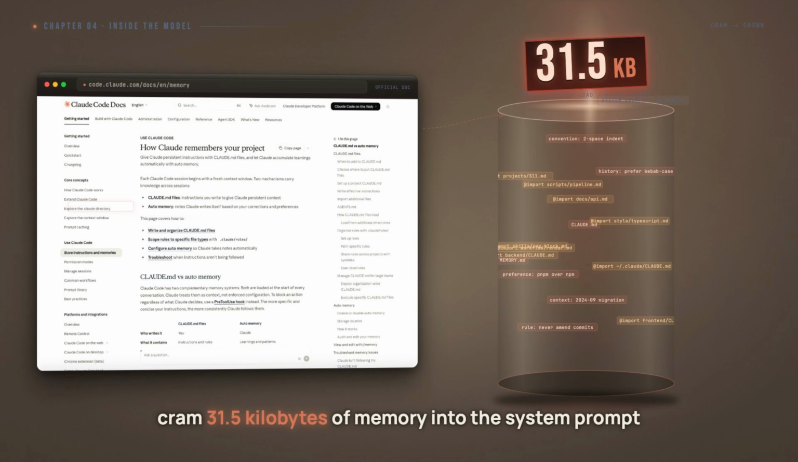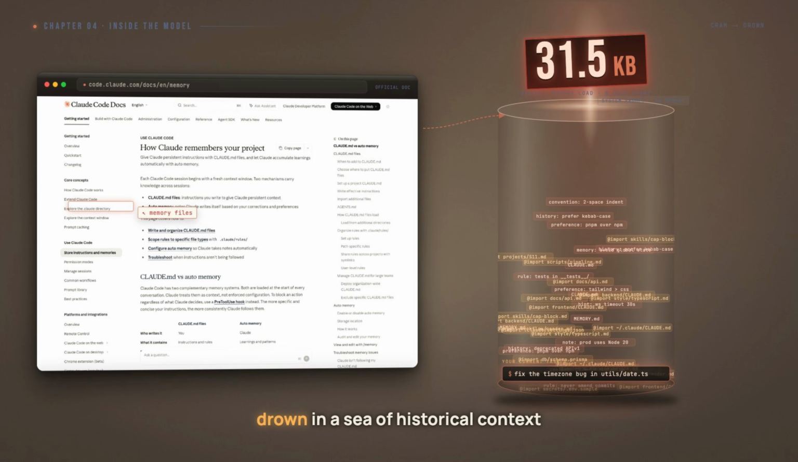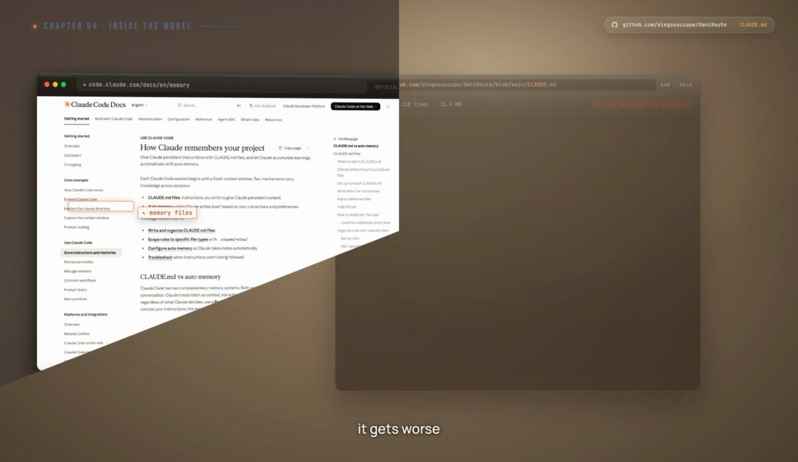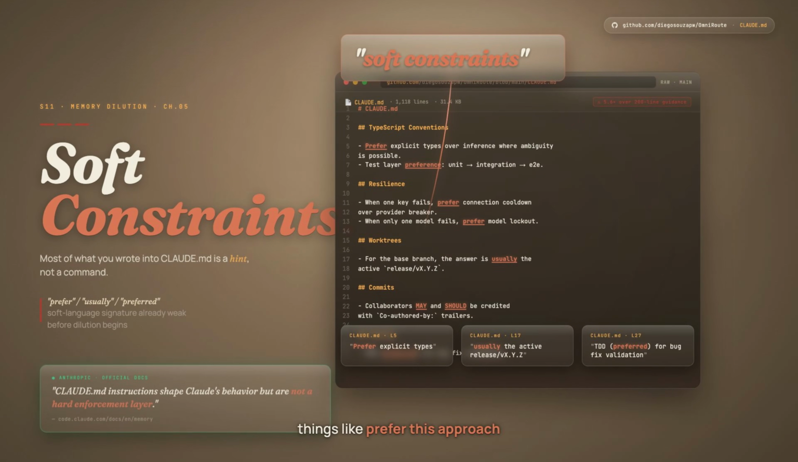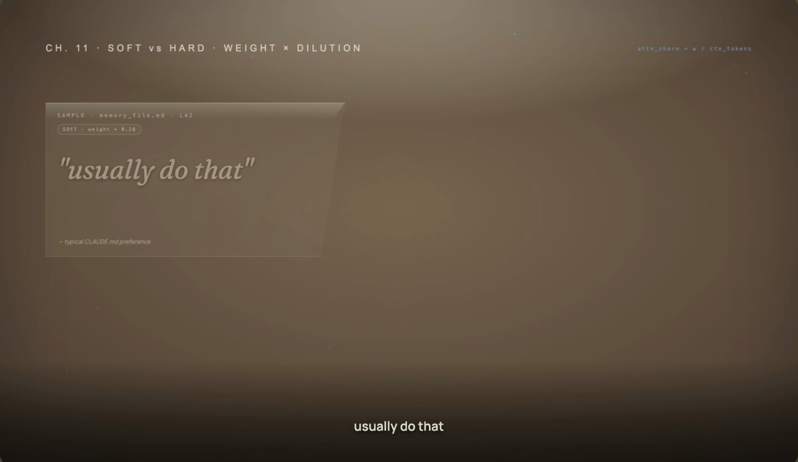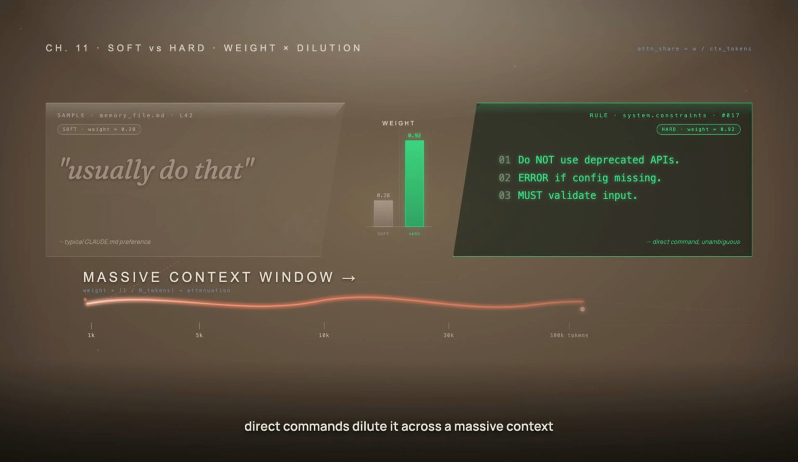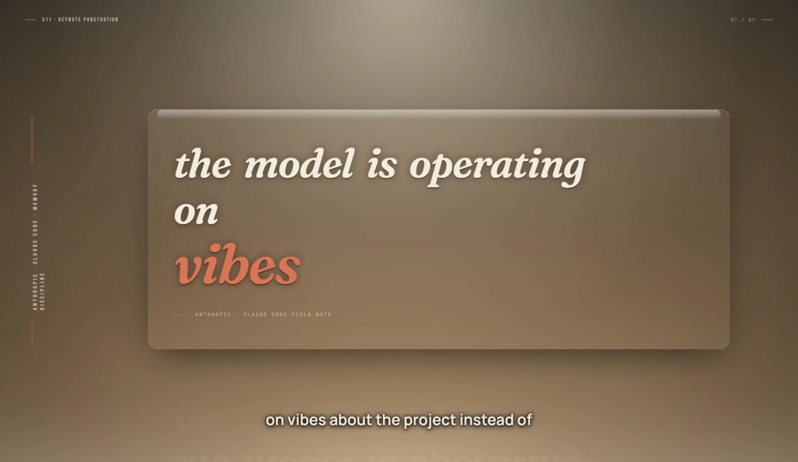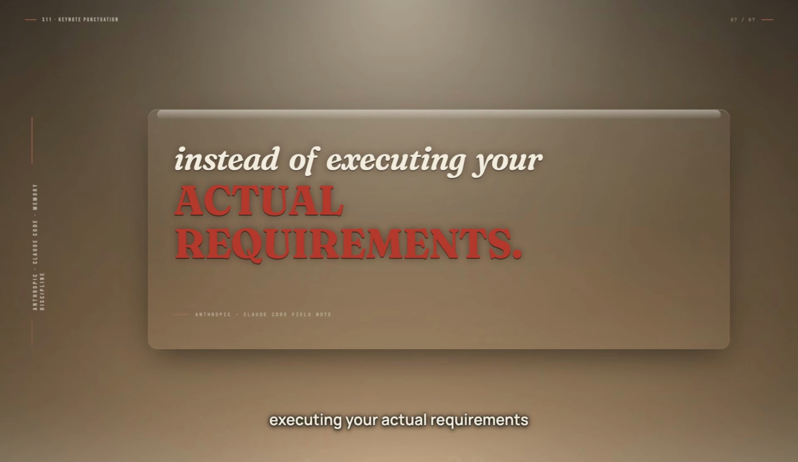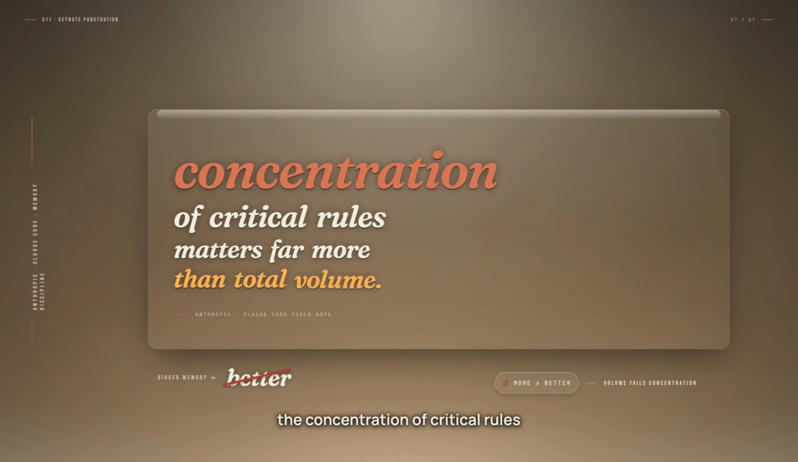Cram 31.5 kilobytes of memory into the system prompt, and the specific instructions for your current task drown in a sea of historical context. It gets worse. Most memory file content is written as soft constraints. Things like, prefer this approach, usually do that. That kind of language already carries lower weight than direct commands. Diluted across a massive context, the model is essentially operating on vibes about the project instead of executing your actual requirements. Memory files aren't better when they're bigger. The concentration of critical rules matters far more than the total volume.